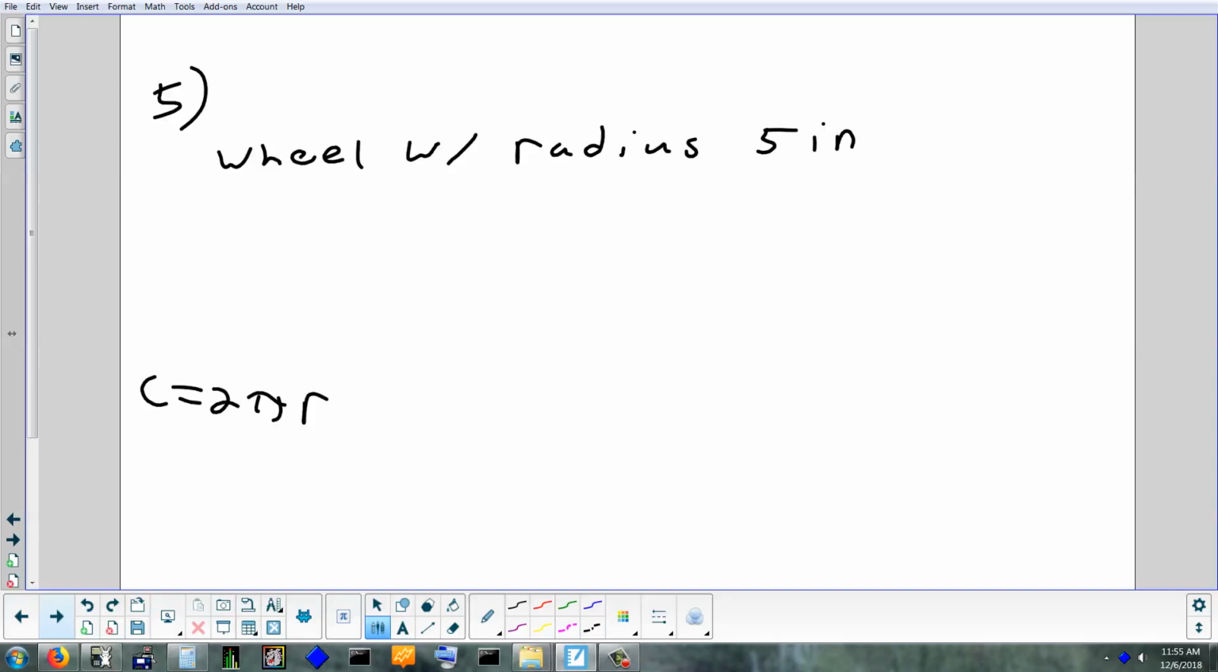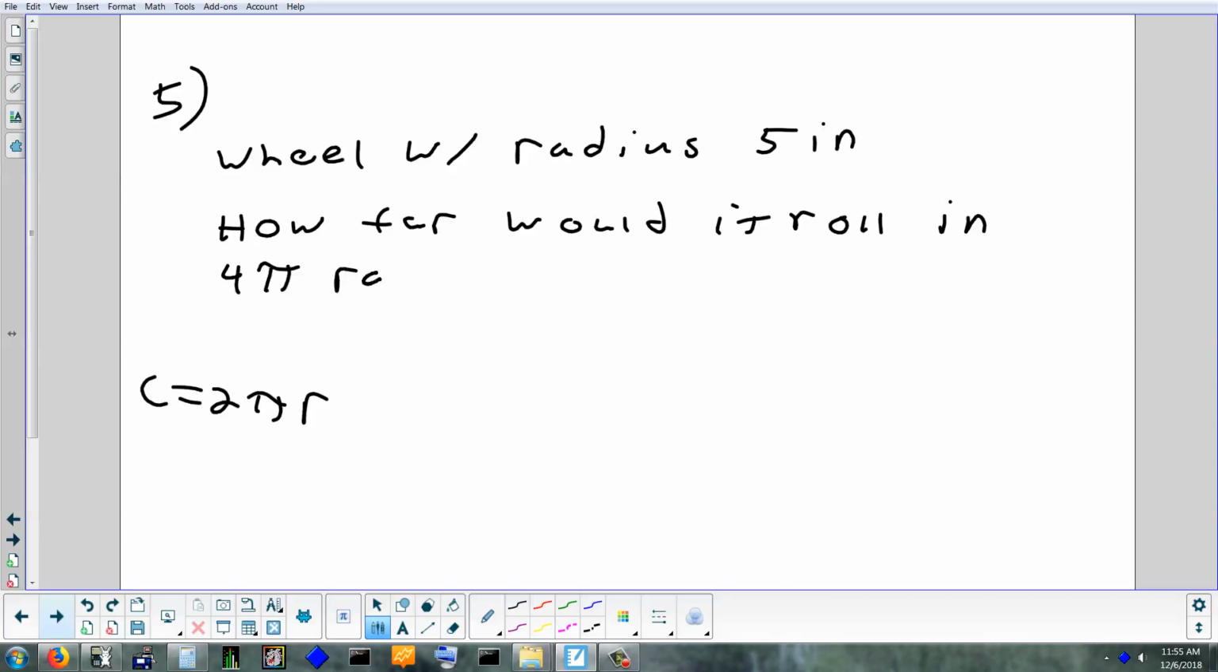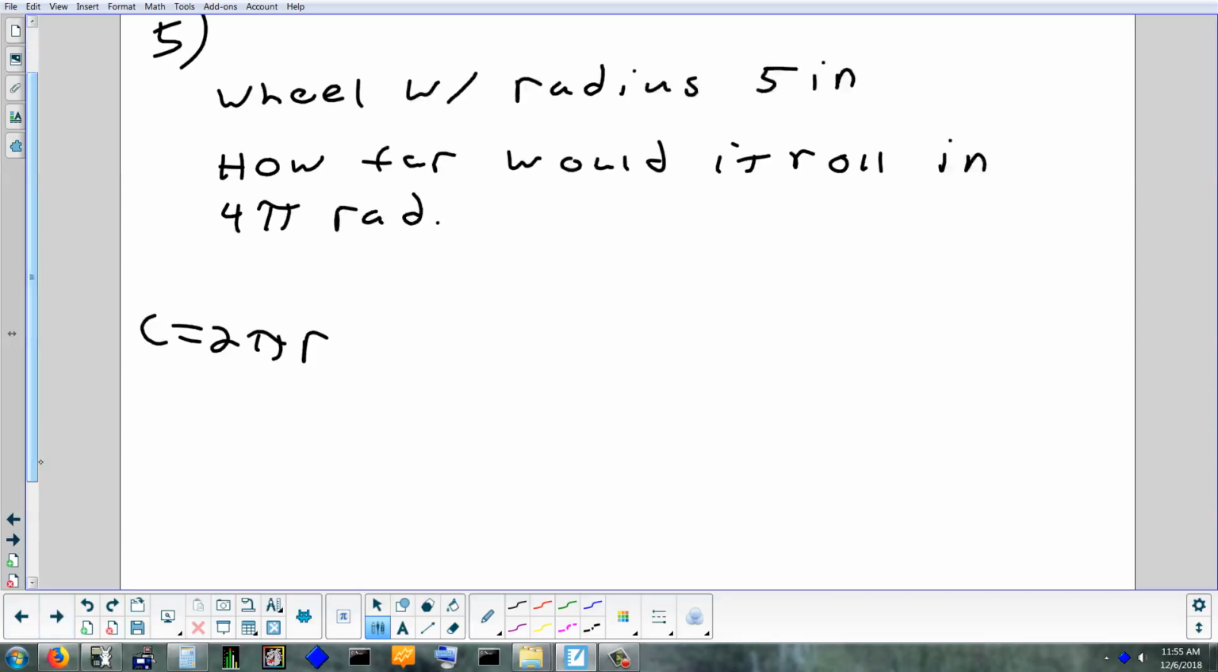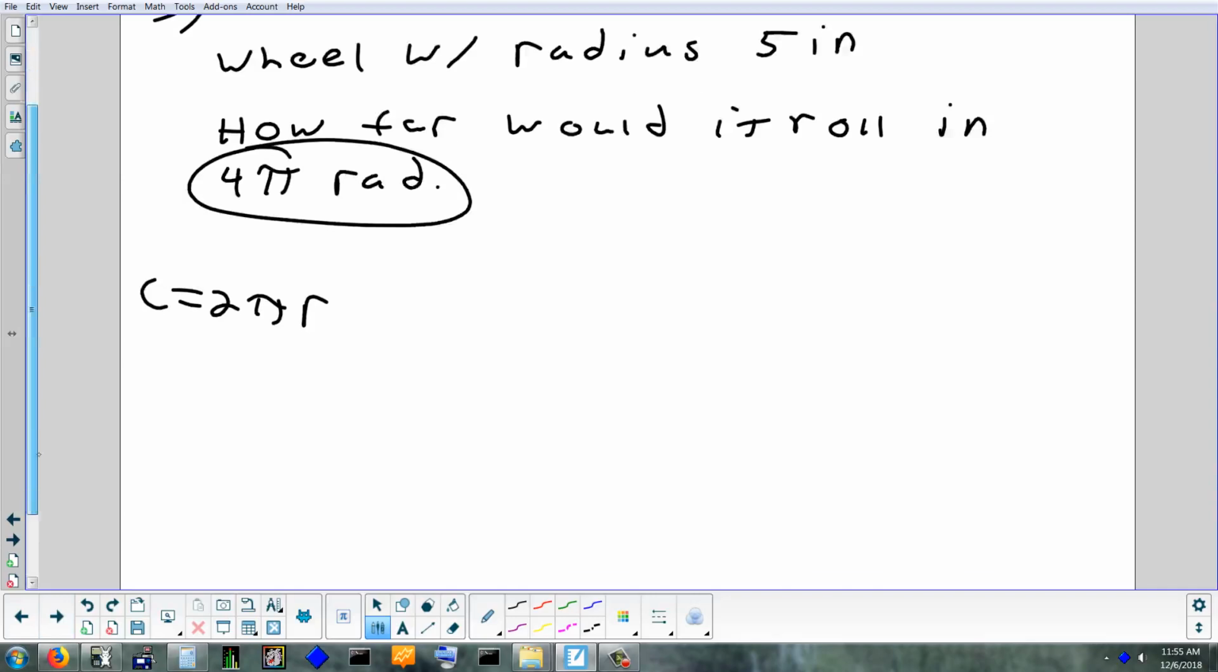I want to know how far would it roll, I don't know if "in" is the right word, but how far would it roll in 4 pi radians? Well, it would be easier if I could think of how far it rolled in terms of what? Not radians, but degrees would be okay, but there'd even be something easier. Rotations. How many rotations is 4 pi, or revolutions? So let's change that to revolutions, and that'll make it easier to think about.